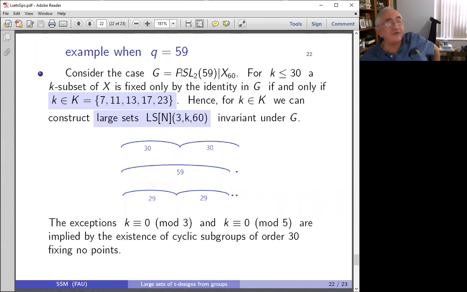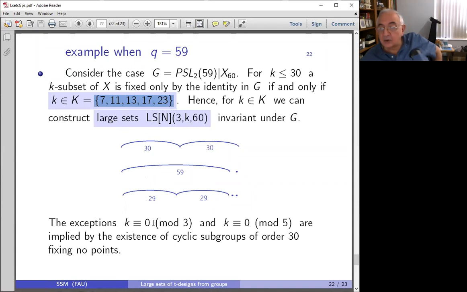Here's an example for Q equals 59, acting on 60 points. So here we have PSL(2,59) acting on 60 points. For K less than or equal to half that, 30, the K-subset is fixed only by the identity of G if and only if K belongs to this set: 7, 11, 13, 17, and 13. And for these values of K, then, we do get large sets.